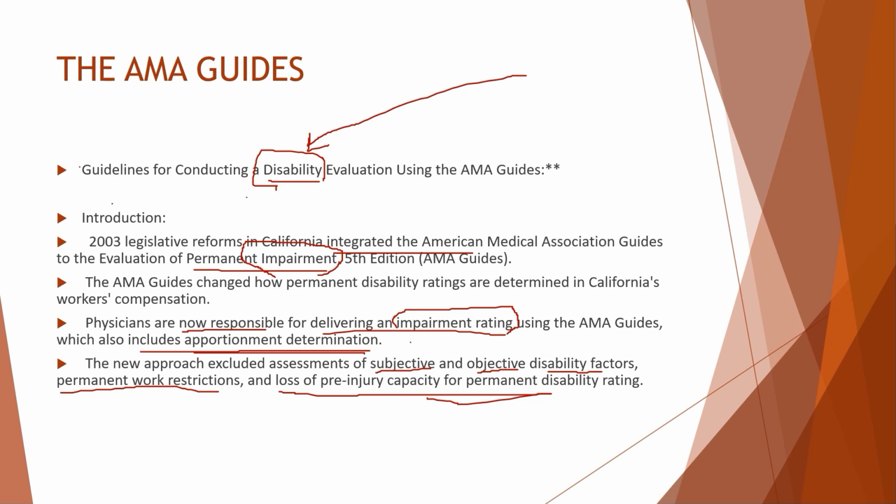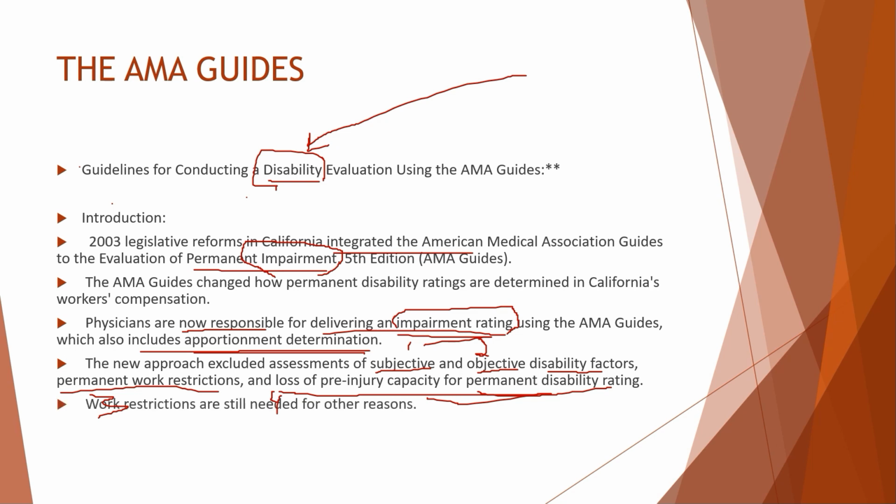So we had number 1, subjective factors of disability, 2, objective factors of disability, 3, permanent work restrictions, and 4, loss of pre-injury capacity. Those were the contributing elements that resulted in a permanent disability rating under our old system, but that old system has now been replaced with a determination of impairment under the AMA guides. So we no longer use any of these former factors in coming up with our disability ratings.